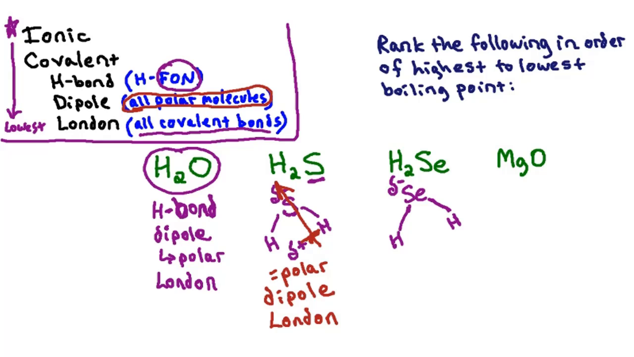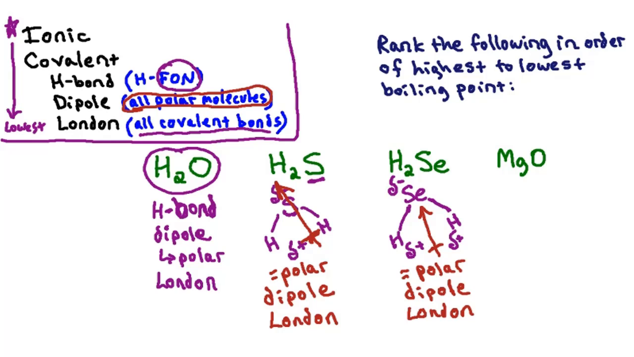And the hydrogen ends are going to have a partial positive charge, and so that's going to create a dipole where all the electrons are moving toward the selenium. So that means it is polar as well. And if it's polar, then it has to have dipole forces, because that's what dipole forces are. It's the polarity of the molecule.